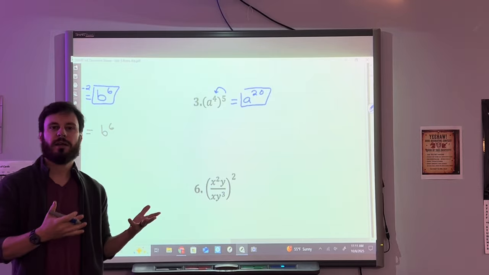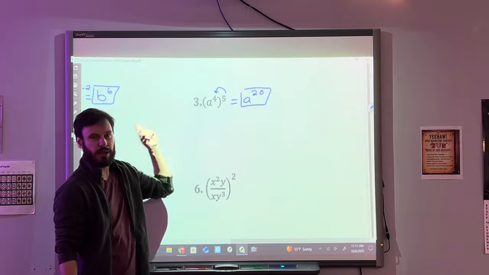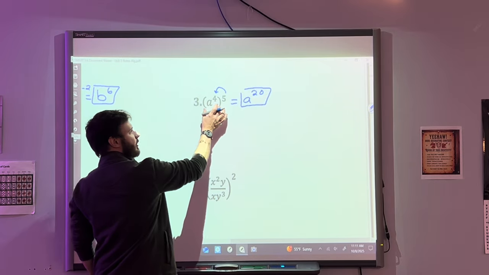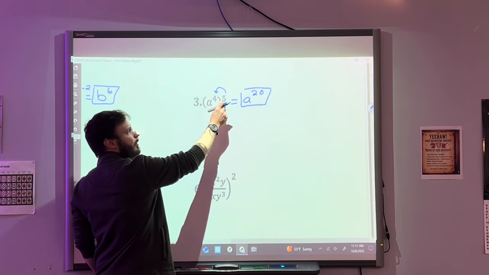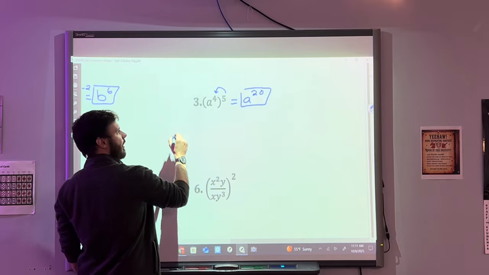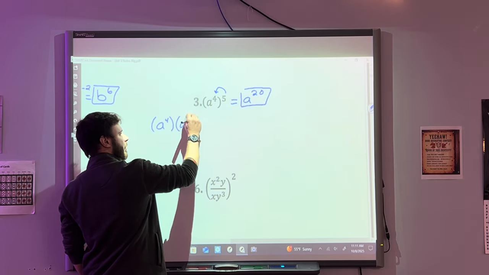But why? Why does that work? Why does that rule work? Sometimes it gets confusing about when do you add exponents and when do you multiply them. So let's figure out what this actually means. It's saying I have a to the 4 and I'm raising it to the 5th. Okay. So that means I have a to the 4 5 times.